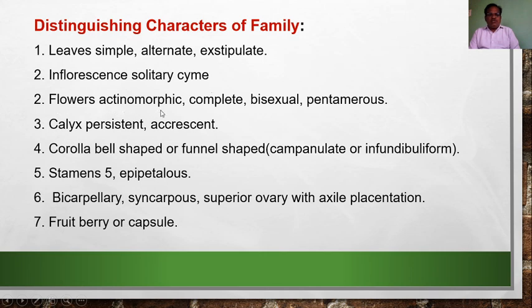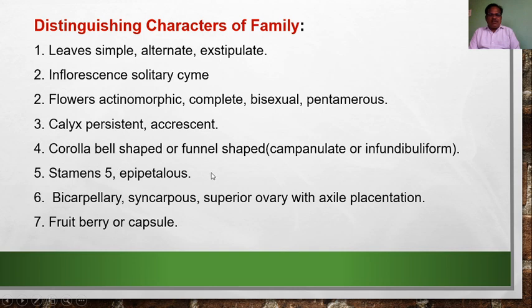Flowers are actinomorphic. Flowers are complete, bisexual, and 5 in number, that is the petals are 5 in number, so they are known as pentamerous. Then the calyx is permanent, which is known as accrescent. Accrescent is the same word, that is permanent, non-removable. When we try to remove it, then only it comes outside. So they are accrescent, persistent, permanent.